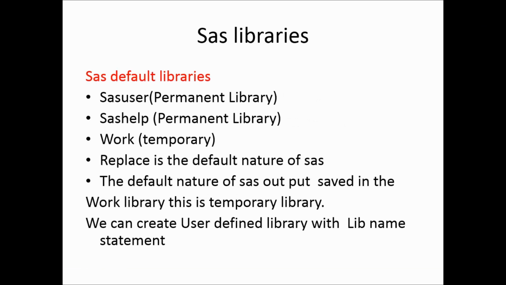So these are all the SAS libraries, which you already know. SAS default libraries are SAS user, SAS help, and work. SAS user is a permanent library. SAS help is also a permanent library. Work is the temporary library. You already know why I'm calling it temporary. Whenever you create any data set, it will be saved into the work library. Once you close the SAS session and open it again, the data sets will be gone from the work library. That's the reason we call work a temporary library.